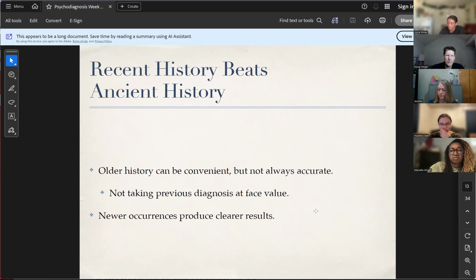Okay. Older history can be convenient, but it doesn't mean it's always accurate. Because if somebody comes to you and says, "Oh, I was previously diagnosed with something," and you're going, "Okay, then we can work with that." But what if it wasn't a good diagnosis? Or what if they don't have something anymore and it's something new, and this diagnosis doesn't fit what they're doing? Joyce, you had a question?